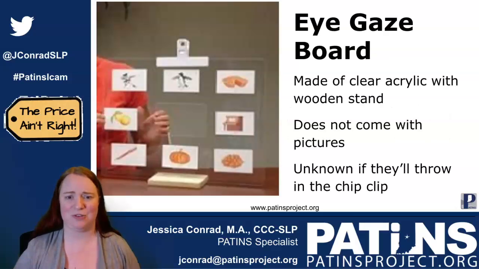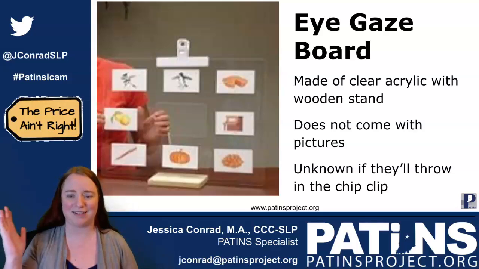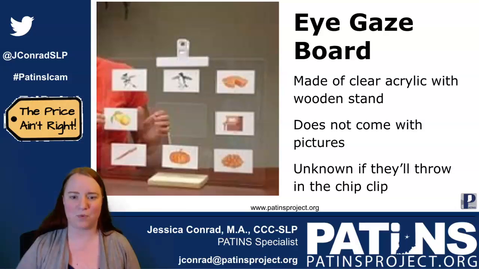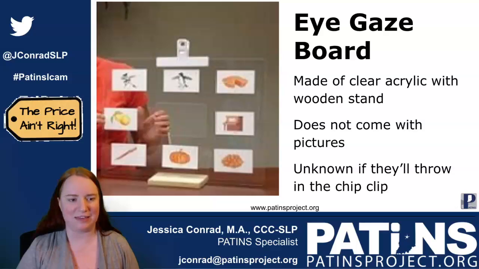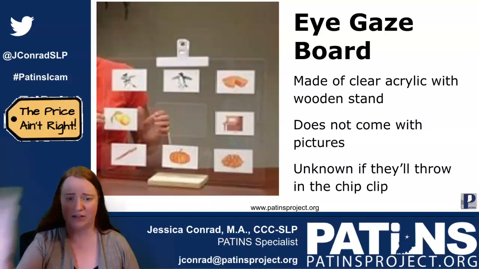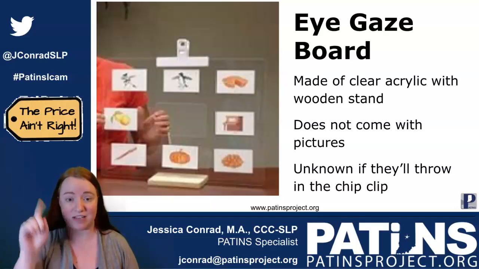All right, I'm going to take all of your thumbs up and thumbs down away because we have our next item up on the board. So I go through special education catalogs and make sure I am up to date. I saw this and it caught my eye. This is an eye gaze board. It's made out of clear plastic acrylic, and it has a little wooden stand, so clear so that you can be on the other side of the student and see where their eyes are going to make a choice.